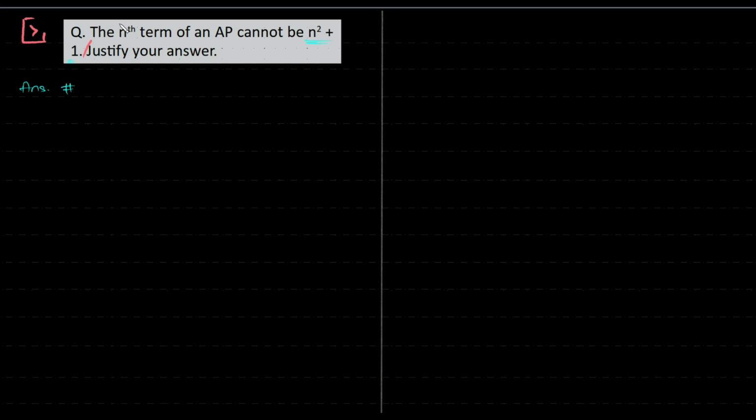Okay, that's the question. If you're not able to understand that, let me write the answer. It will be simpler. Just a second. Okay, let me start off, then it will be easy to explain. First thing is, let's consider an, which is equal to n square plus 1. Let's consider this to be an, that is to represent the nth term of an AP.